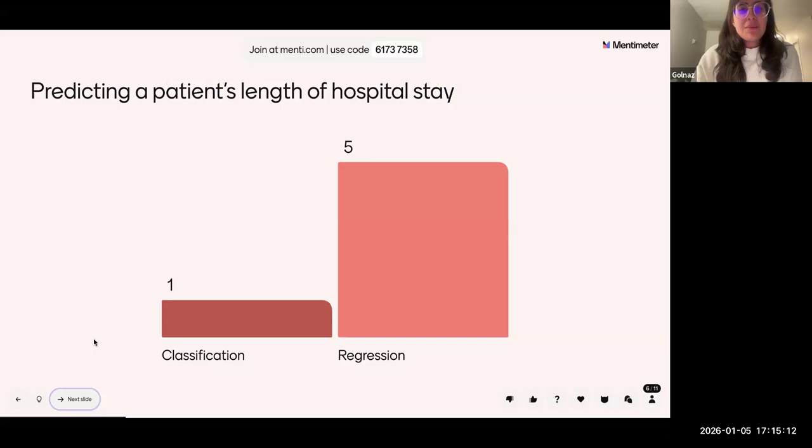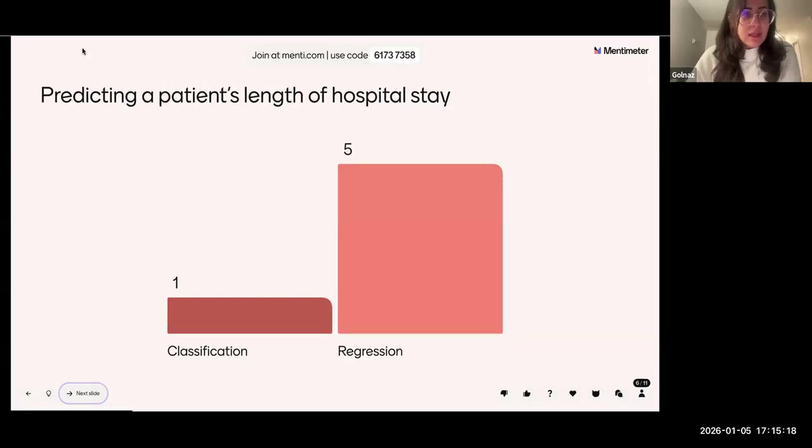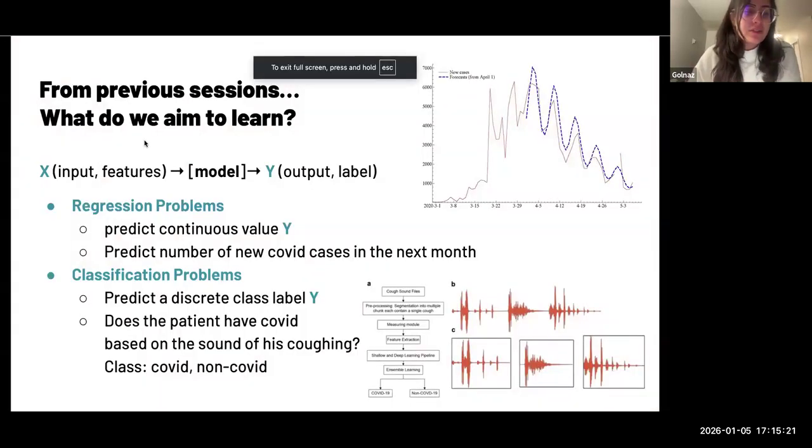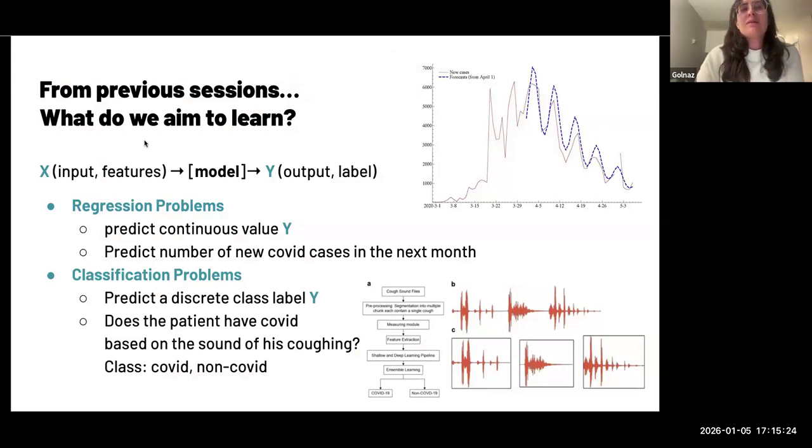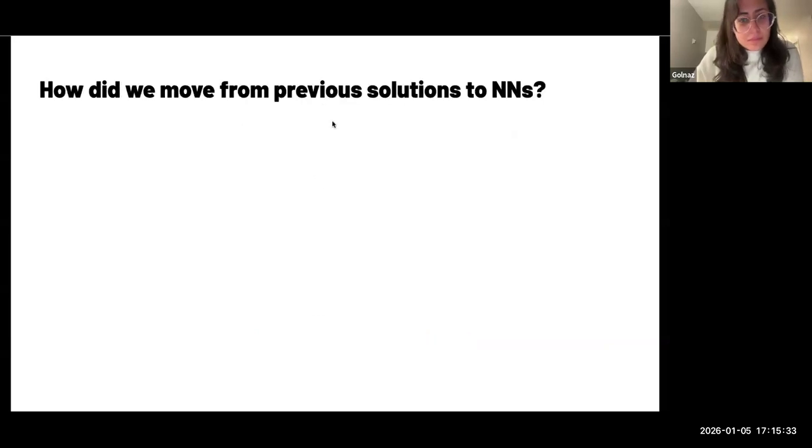So you can think of many other problems that can be categorized as classification or regression. And in the previous lectures, you have learned a lot about the general and traditional machine learning models used for regression or classification. So the question here is, we know all these problems, and we already have learned about some of the solutions to classification, regression, or general problems in machine learning. Then why do we need neural networks? Why aren't the previous solutions enough?